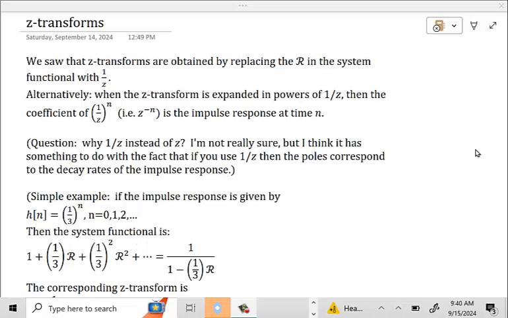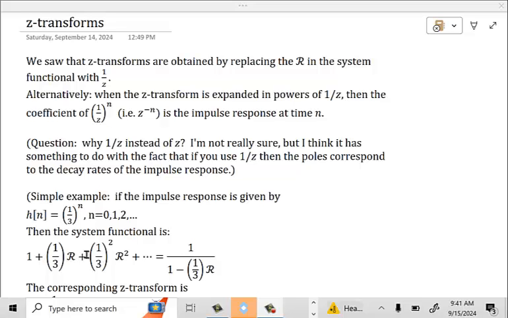or Z to the minus 1. Now, one question that's fair to ask is, why make it so complicated? Why replace it with 1 over Z? If you're just doing an algebraic variable, why not just Z? And there are various reasons for that. But I think it has something to do with the fact that if you use 1 over Z, then the pole of the function, that is the location where the function blows up, corresponds to the decay rate. Right here, the decay rate is 1/3 because you're going down by 1/3 each time. So if I use 1 over Z, then the pole of the function turns out to be 1/3. So that it makes the poles very easy to interpret.